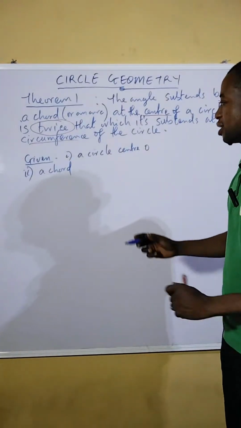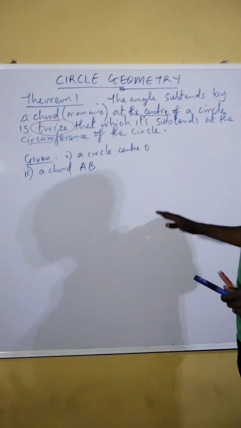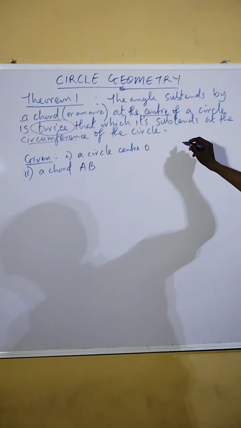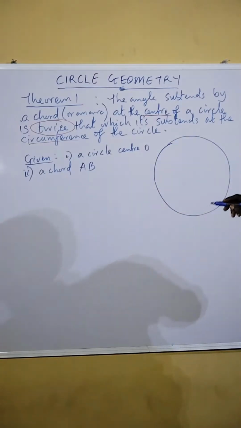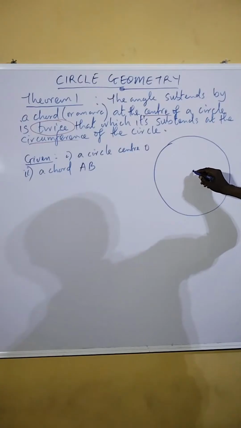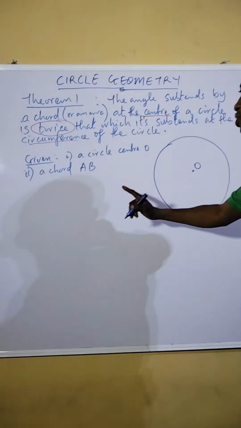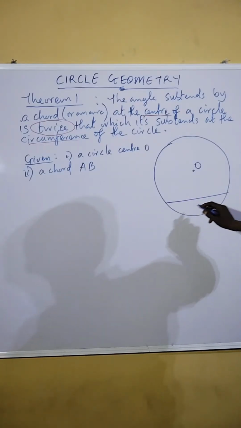We can use any letter of our choice. If you like, we can say a chord AB. Now let's demonstrate that with a diagram as we are stating it. We are given a circle with center O. Then we have a chord, which we label as AB. We can draw a chord just touching two sides of the circumference. So we have chord AB.